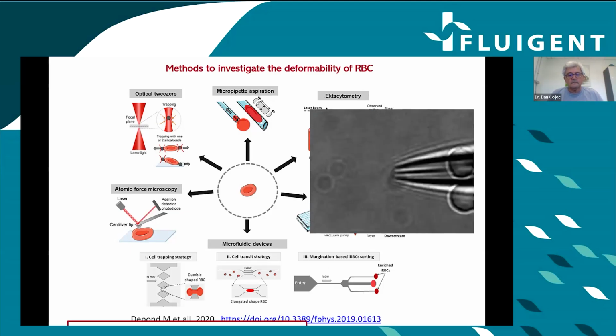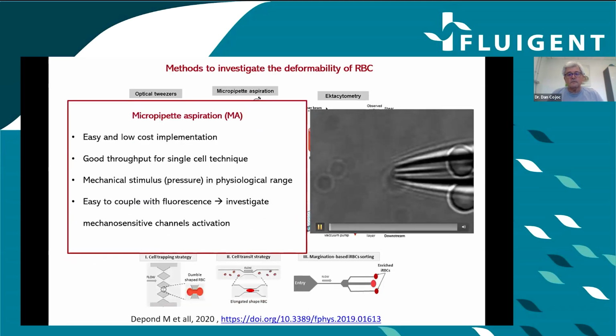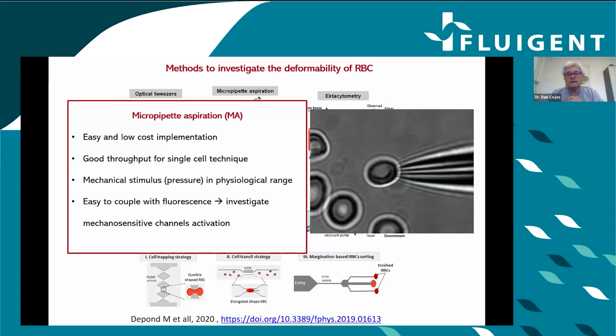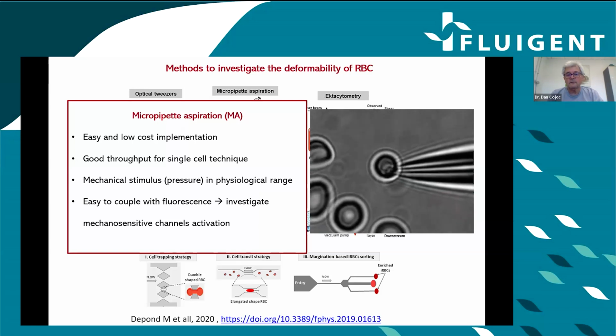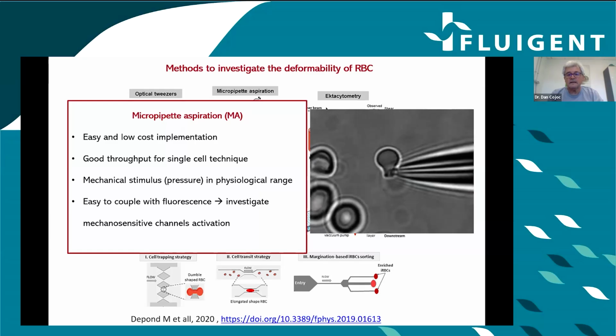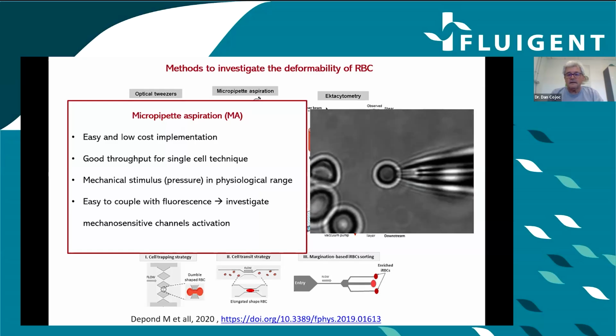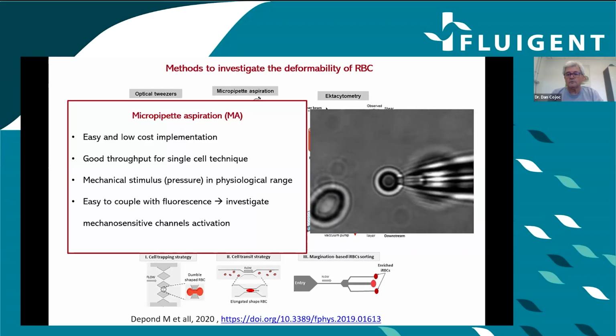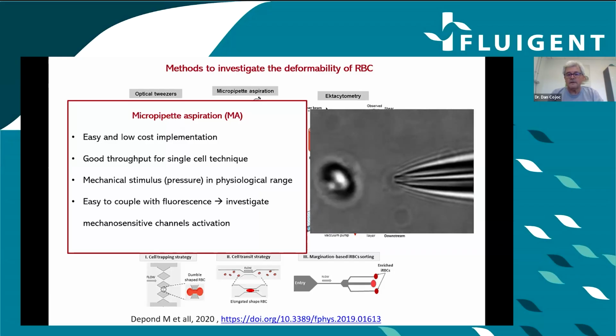Now, just a few properties of micropipette aspiration. You can see a micropipette which takes red blood cells from the solution. The first red blood cell is aspirated, then released, and then aspirated again, just to show that we have good control of the pressure. Then we increase the pressure and we can suck in, let us say, many other cells.